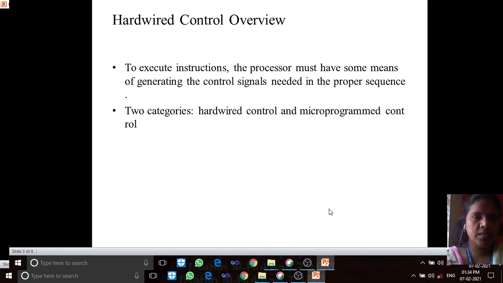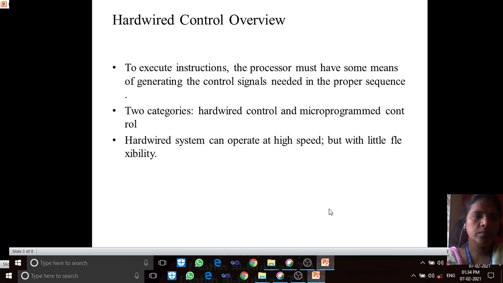To execute the instruction, the processor must have some means of generating the control signals needed in the proper sequence. There are two categories in this: hardware control or microprogram control. A hardware system can operate at high speed but with little flexibility because of the connections involved.